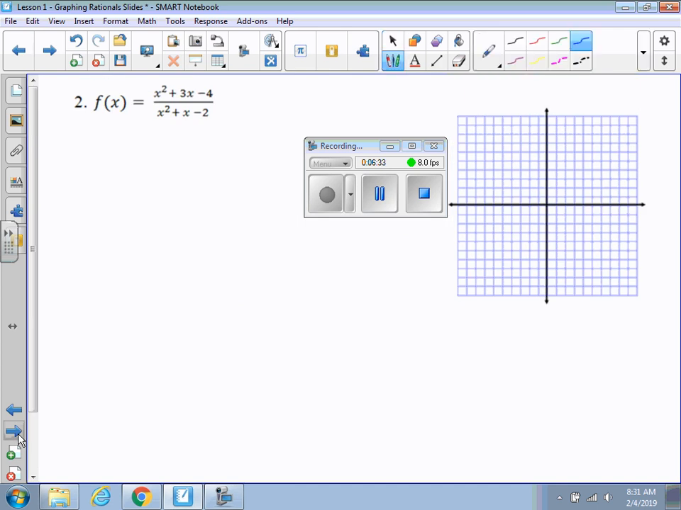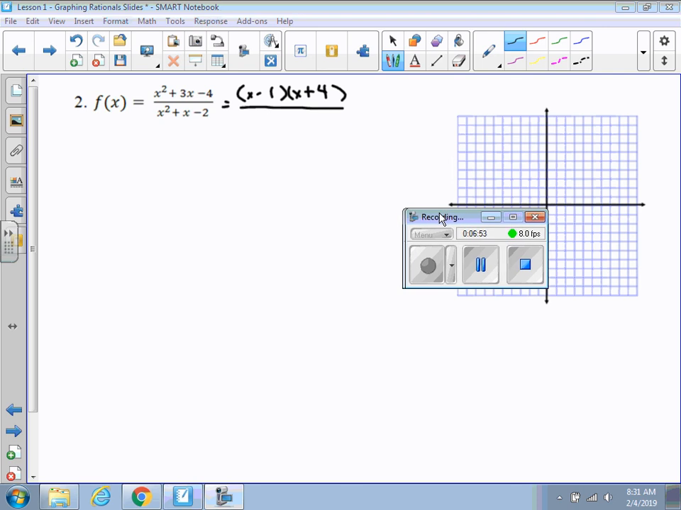So start with your factoring. In our numerator, again, the leading coefficient is 1, make it easy on yourself. So it's going to be x and x. Because we have a minus 4 in the middle, that means our signs are going to be opposite, since we have a minus 4 at the end. We want to get a positive 3. So we have to have a positive 4 and a minus 1.